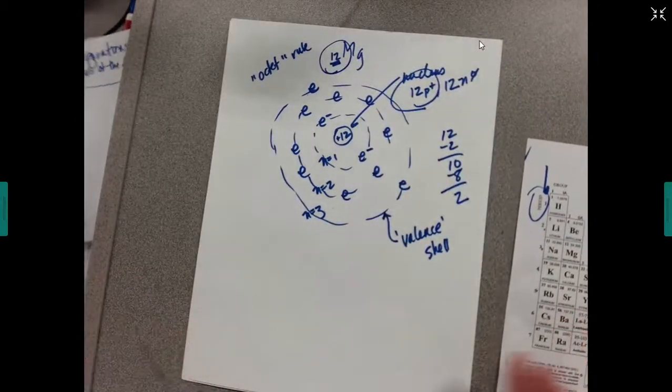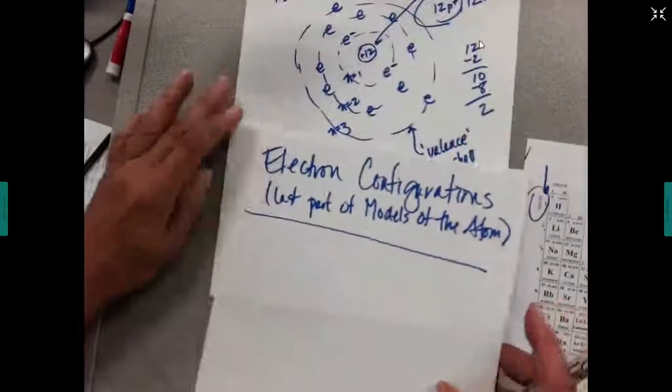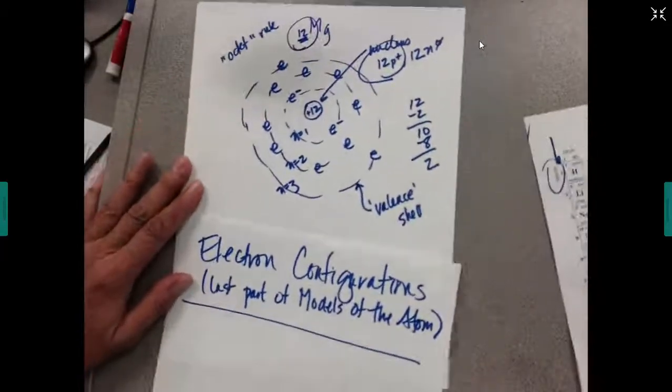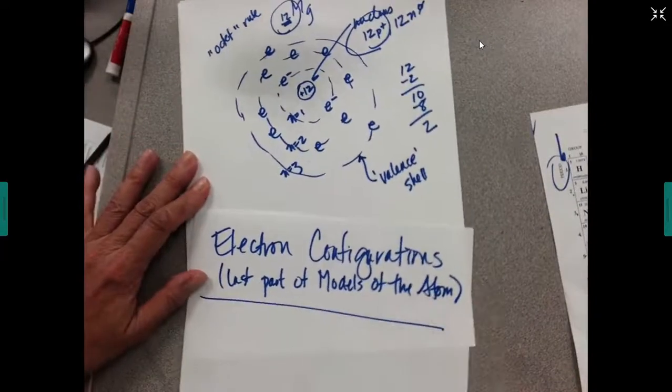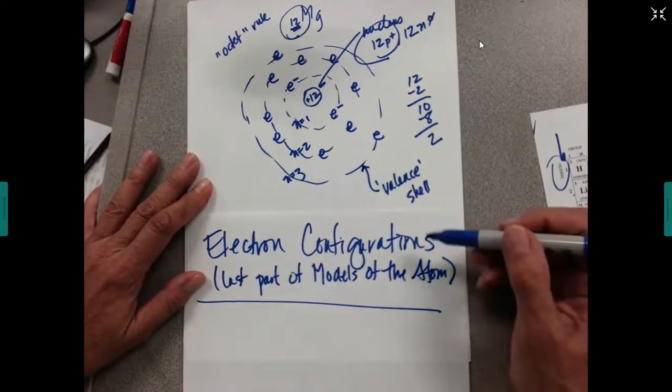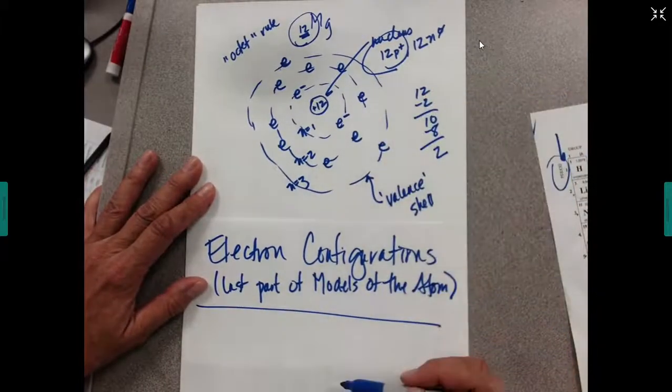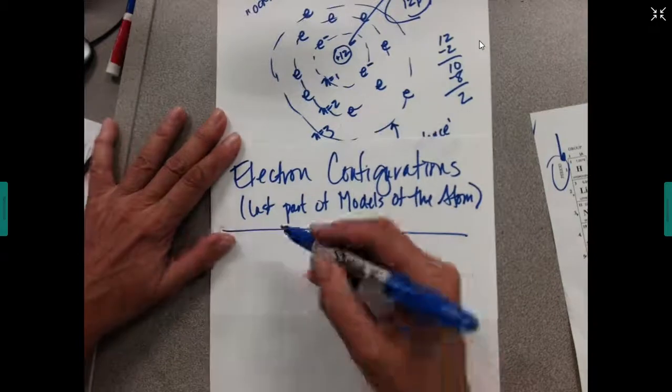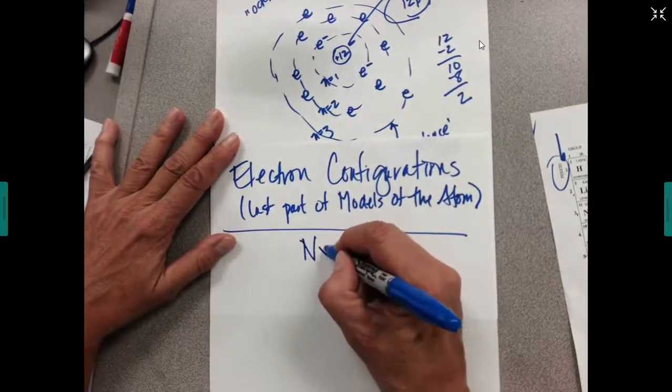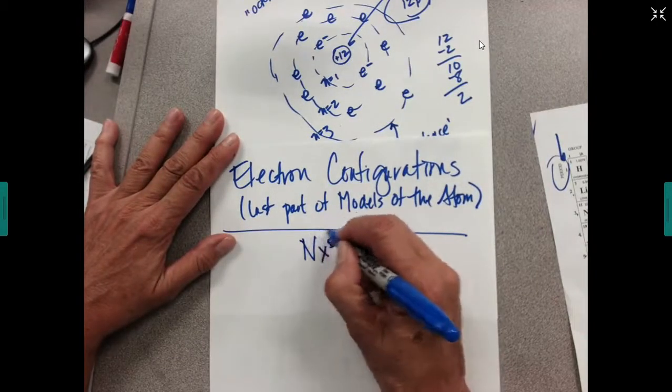Well, if we wanted to write an electron configuration for magnesium, it's basically a shorthand, note-taking way of showing this. And the shorthand version has the particular form of n x s. Whoops, let me write that over again.